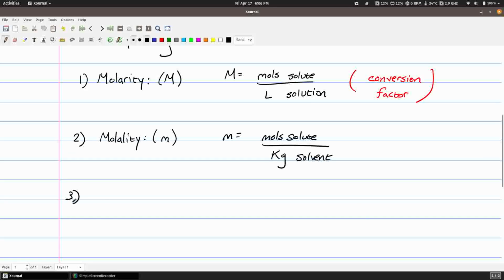And then the third would be parts by mass, which if you've ever heard like, oh, it's got this many particles in parts per million, that's when you would use something like this. But that's calculated a little differently. Parts by mass would be mass of the solute divided by mass of the solution times 10 to the power of x.